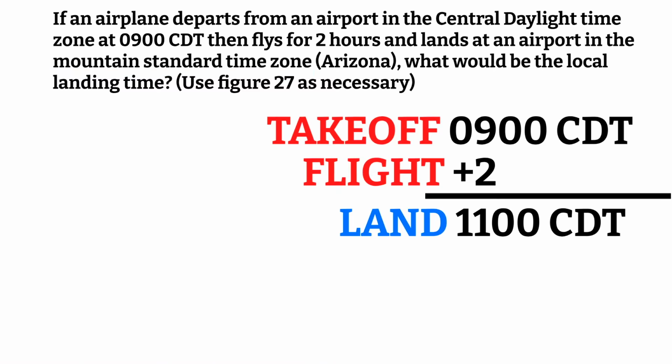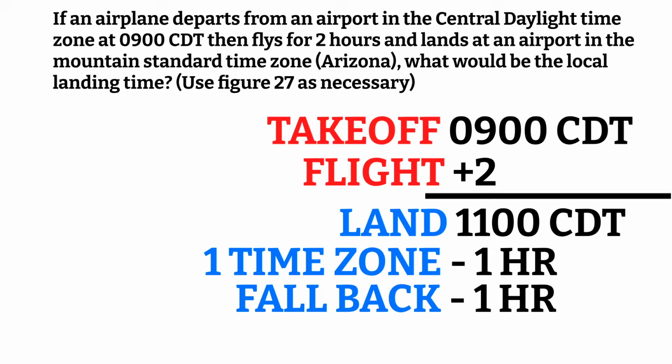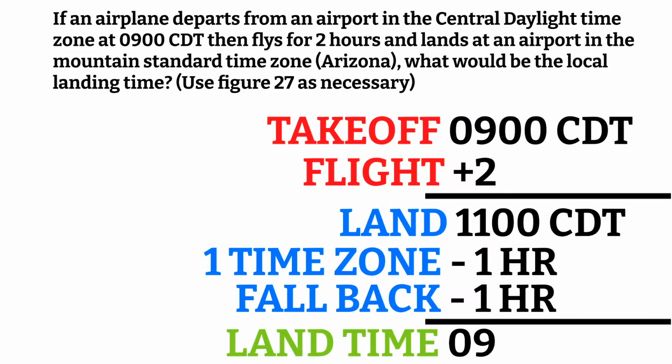Start with our land time of 11 Central. Then we went from Central to Mountain, so we lost 1 hour. So subtract 1. But then we fall back because daylight savings ends in the fall. So we fall back 1 hour, so we have to subtract 1 more hour. So our land time was 11, minus 1 is 10, then minus 1 more is 9. We're landing at 0900 in Arizona time.